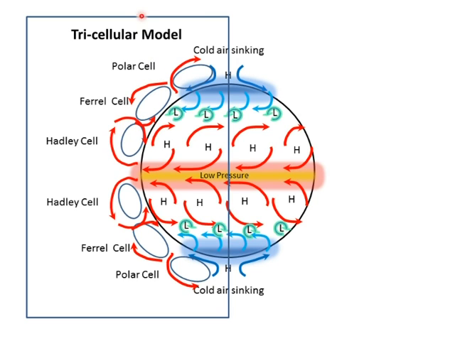Now this is what's called a model. In other words, it's a simplification of the reality. Remember the complex satellite picture we saw. So this is called a tricellular model because there are three cells, the Hadley, the Ferrel, and the polar cell in each hemisphere. And these are like big donuts going right around at the given latitudes.